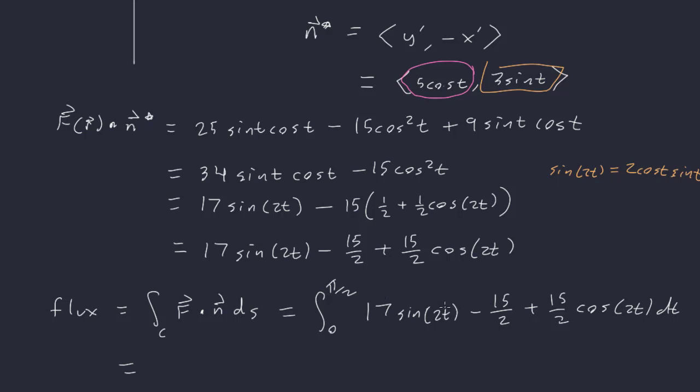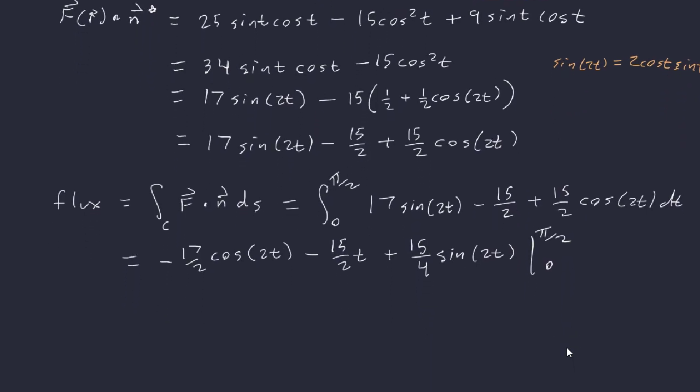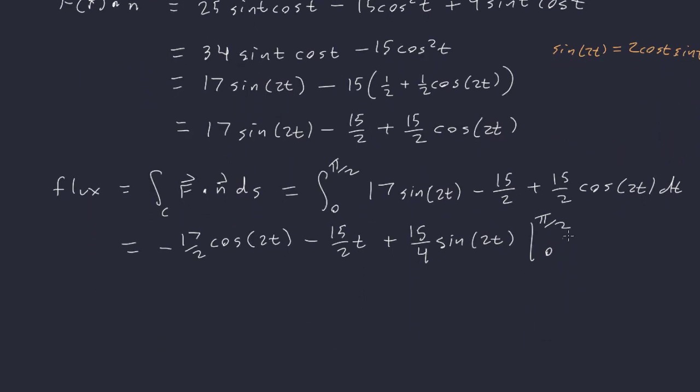Integral of sine of 2t is going to be negative 17 halves cosine of 2t. Okay, integral of 15 halves is just negative 15 halves t. And then the integral of cosine 2t here, that's going to be plus 15/4 sine of 2t. And we'll evaluate this from 0 to pi over 2. Oh my goodness. Well, this seems terrible. Hopefully it won't be. Okay.